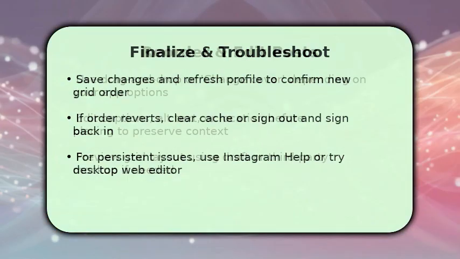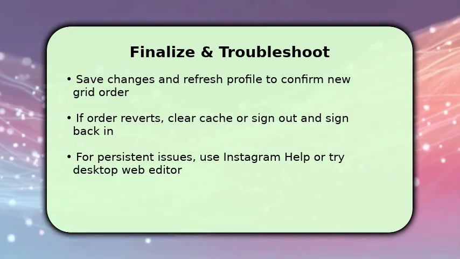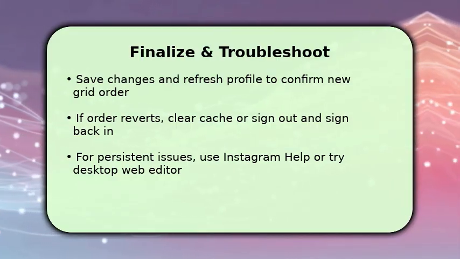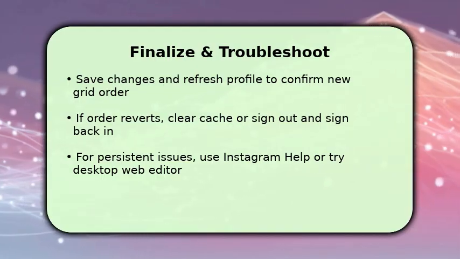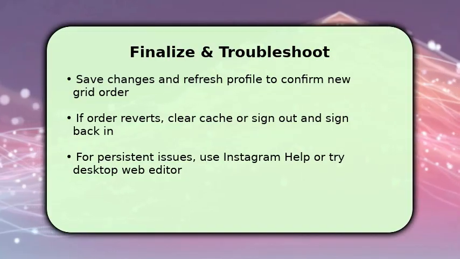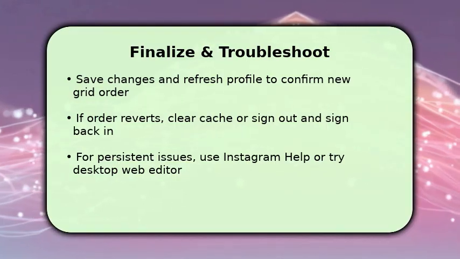If the order doesn't stick, try clearing the app cache, force closing Instagram, or signing out and back in. These steps often resolve syncing delays. If posts still revert, use the desktop web editor or report the problem through Instagram Help. One key troubleshooting tip: always check whether a third-party scheduler is overriding edits, because connected tools.